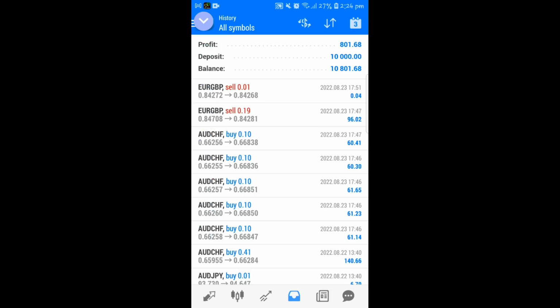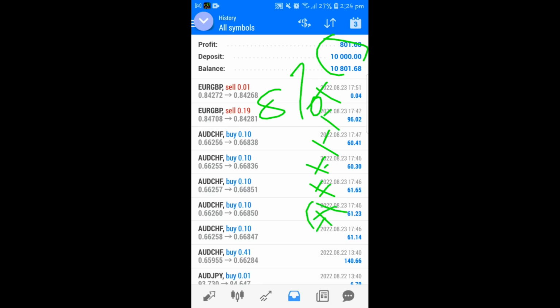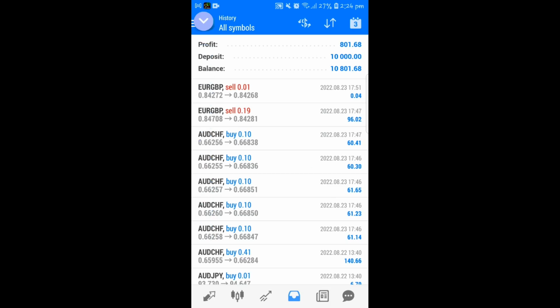Remember, the profit target is 8%. So the moment it hit $800, I did not even wait. I just closed all these trades, and immediately I had finished that particular phase one. So let me show you from my dashboard.